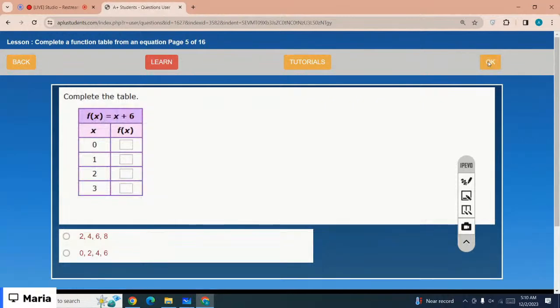Okay, complete the function f of x equals x plus 6. You have to evaluate for x equals 0, 1, 2, and 3. So which is the correct option?